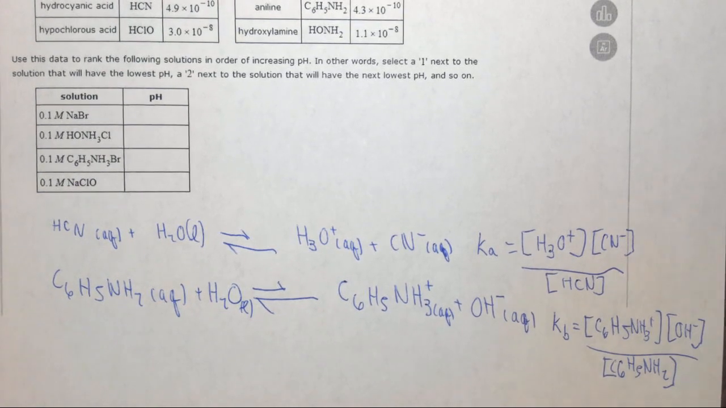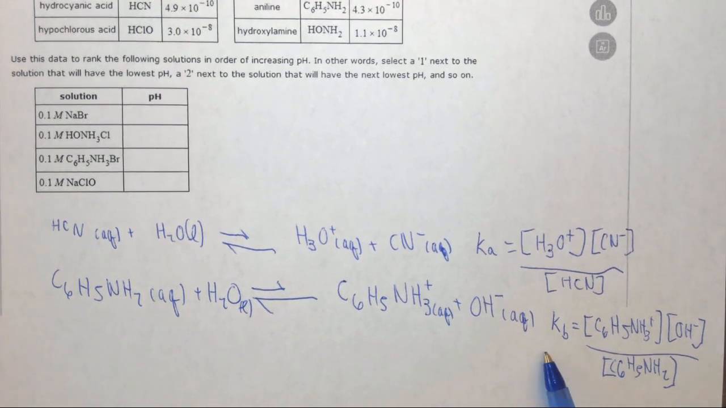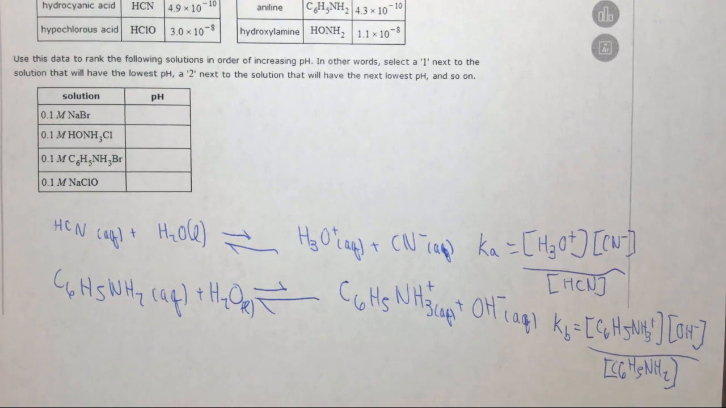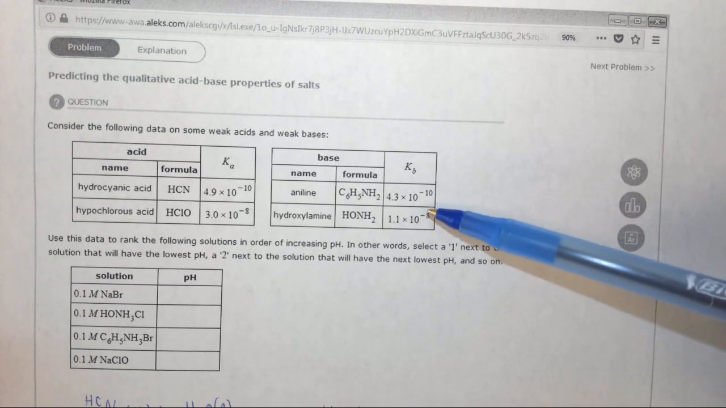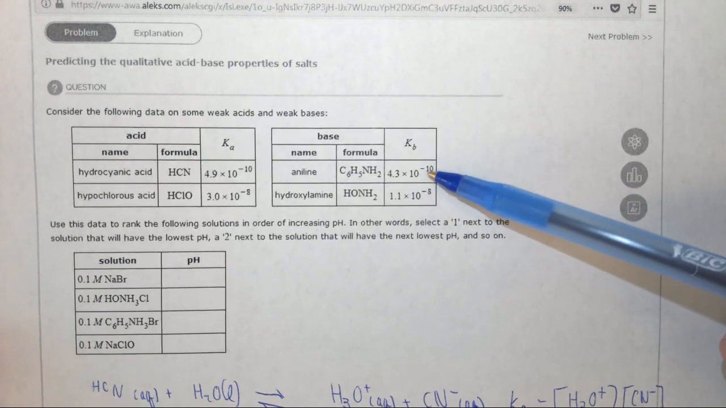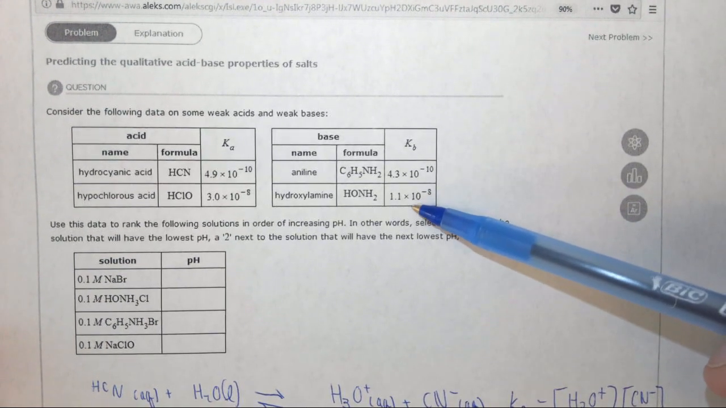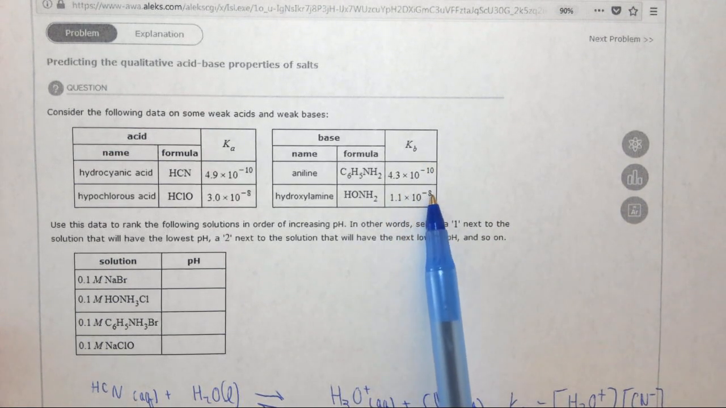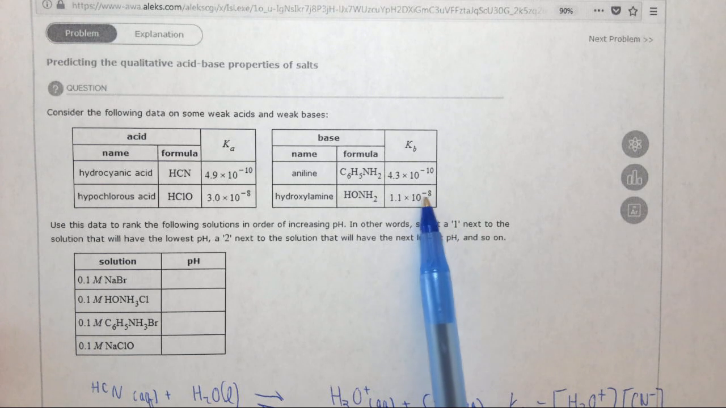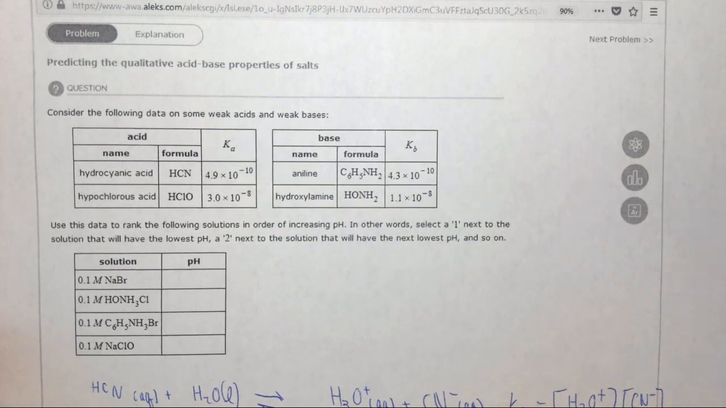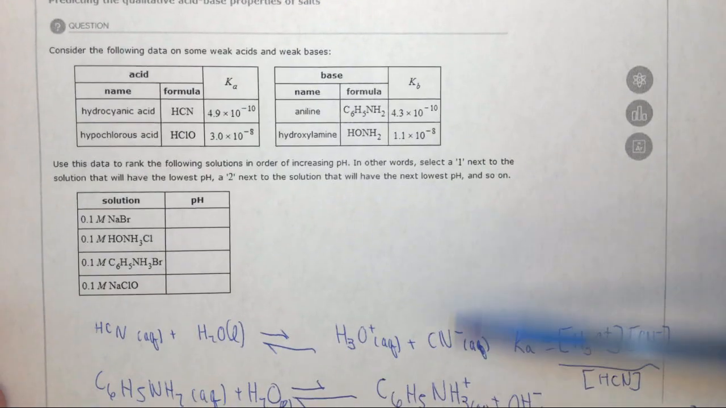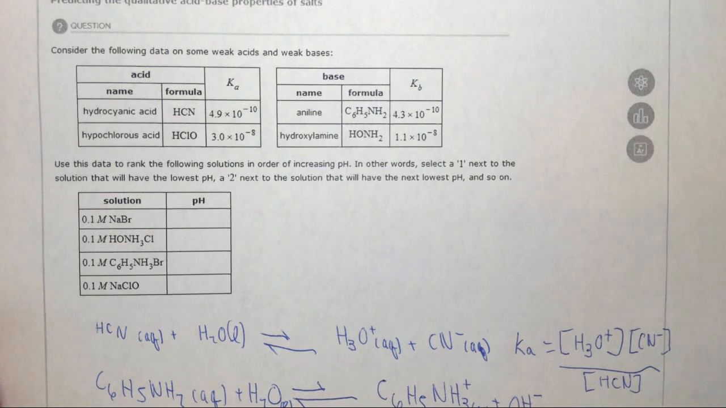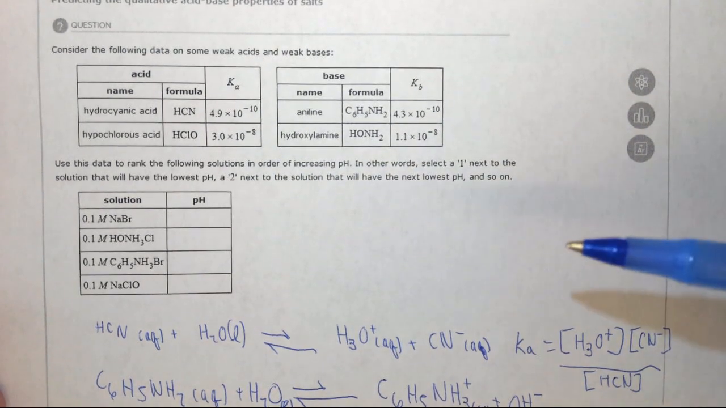C6H5NH2. Same thing here. The higher the Kb, the stronger the base. So in this case, this has a higher Kb than this, so this is a stronger base than this. Remember that when you're dealing with negative exponents, negative 8 is a larger number than negative 10. So that's basically how it works. Now that we have an idea of what the Ka and the Kb are telling us, we can go ahead and try to solve this problem.